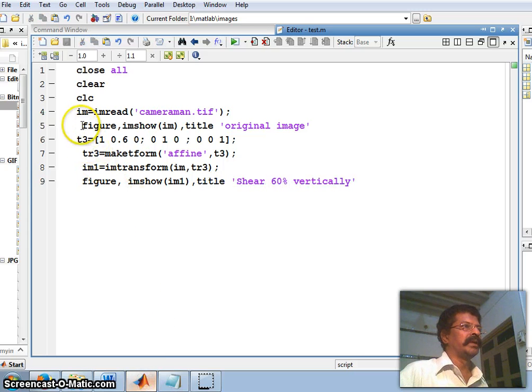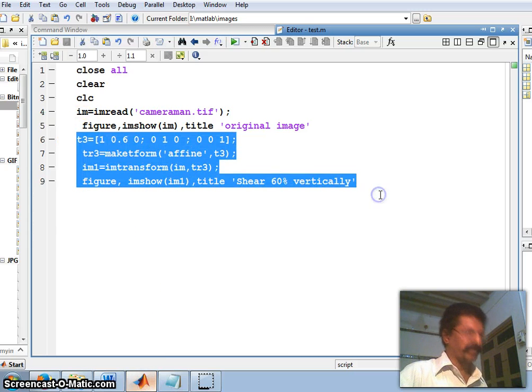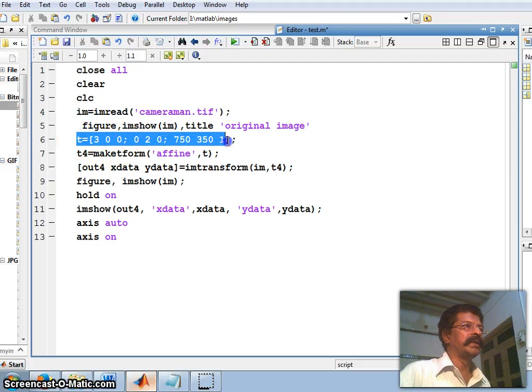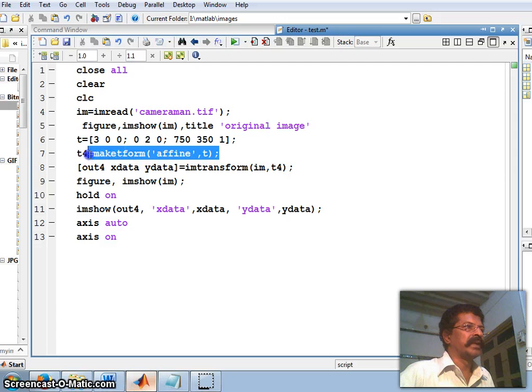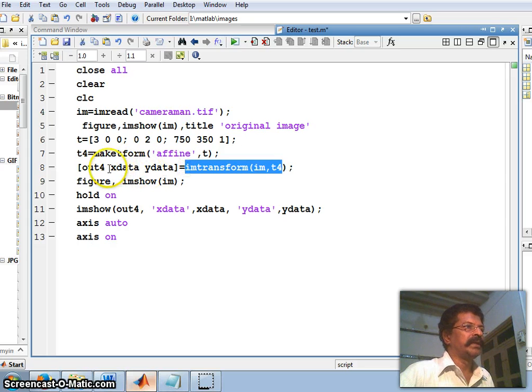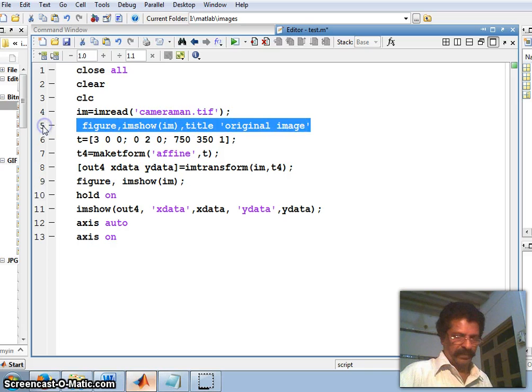Let us take this one, and first I create a transform matrix. Then I apply the transform matrix. I get T4 and I apply T4 on the image, and I store the data in out4 with xdata and ydata as my range for x and y, and I show the actual image and the transformed image. So this image is not required.